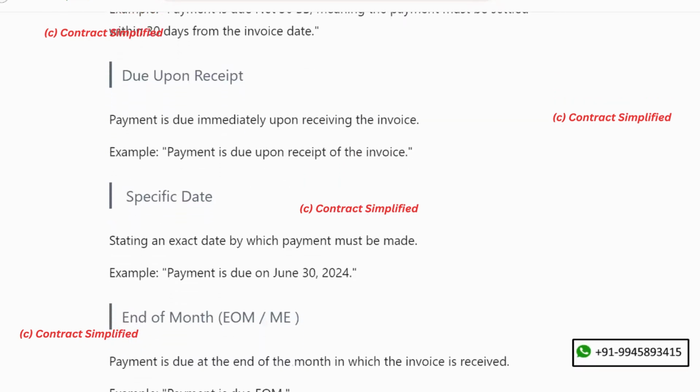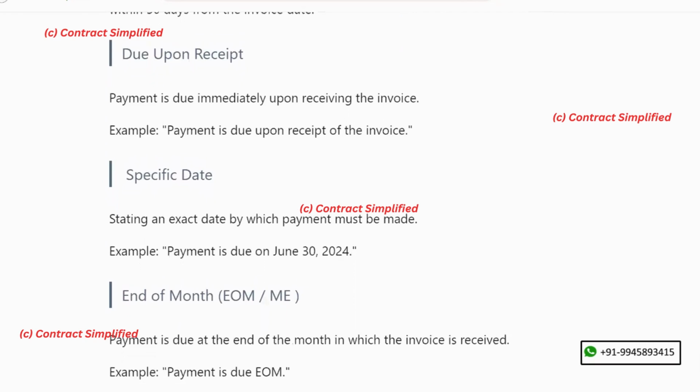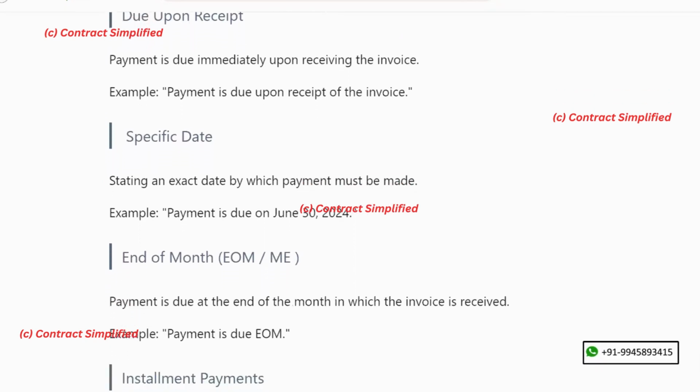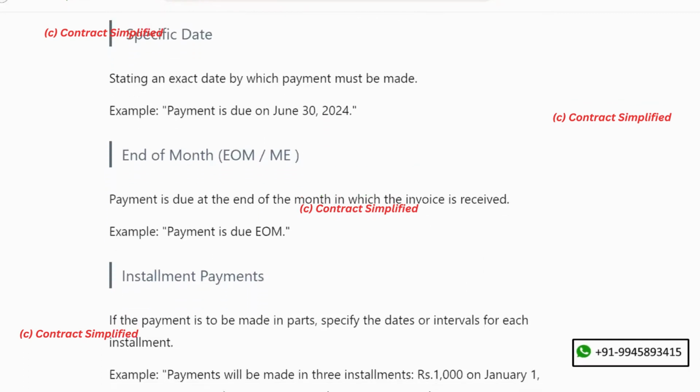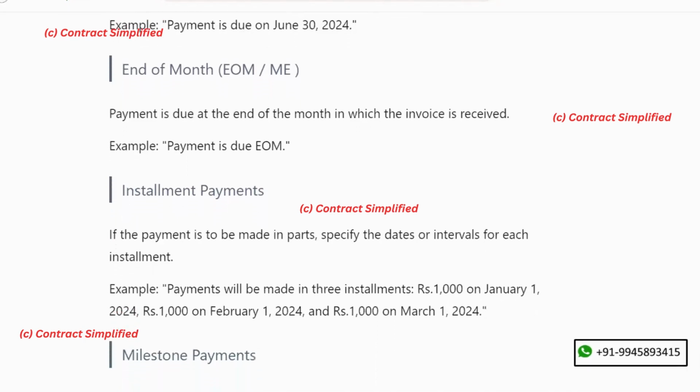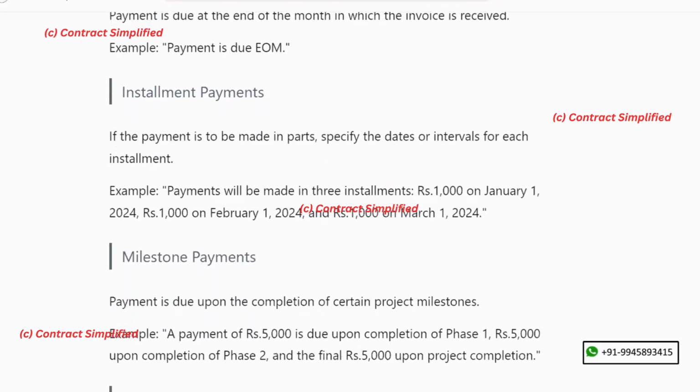Due upon receipt. Payment is due immediately upon receiving the invoice. Example, payment is due upon the receipt of the invoice. Specific date. Stating an exact date by which payment will be made. Payment is due on June 30, 2024. End of the month, EOM or ME, that is month end. Payment is due at the end of the month in which the invoice is received. Payment is due EOM or ME.